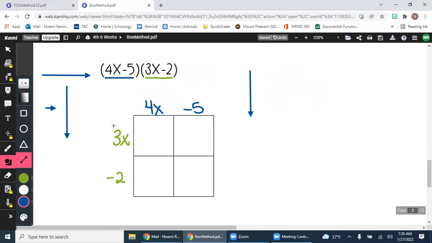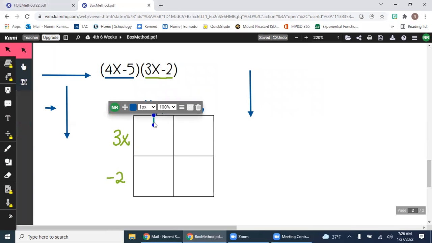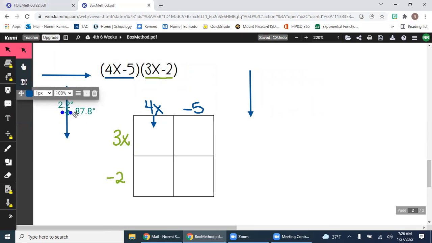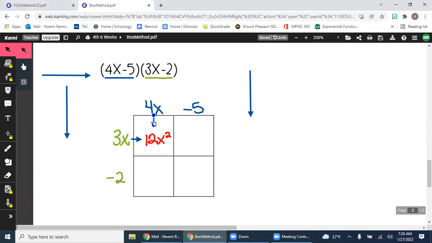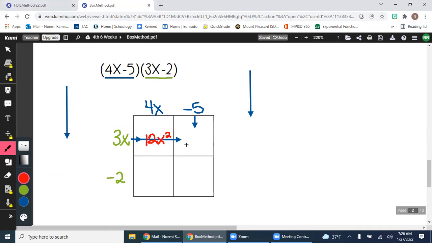Okay. Now, in this first box, we're going to multiply 4x and 3x. So 4 times 3 is 12, x times x is x squared. So 12x squared. All right, in this next one, we're going to multiply next box, row and column. So it's going to be -5 with the 3x. So 3 times -5 is -15x.